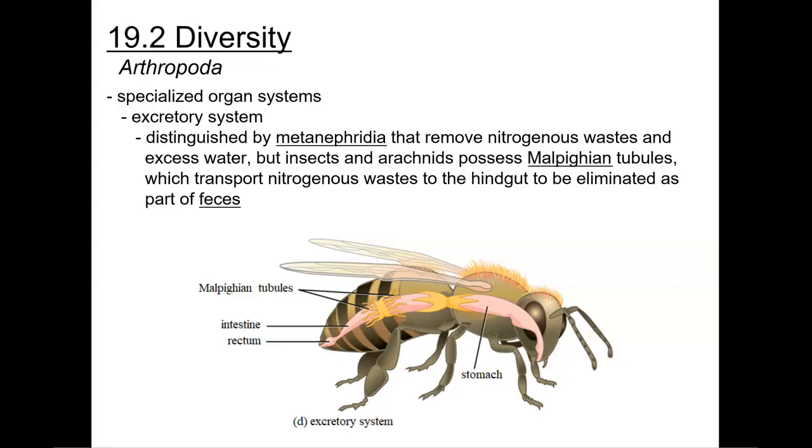Excretory systems are distinguished by metanephridia that remove nitrogenous waste and excess water, but insects and arachnids possess what's called a malpighian tubule, and that transports nitrogenous waste to the hindgut to be eliminated as part of its feces.